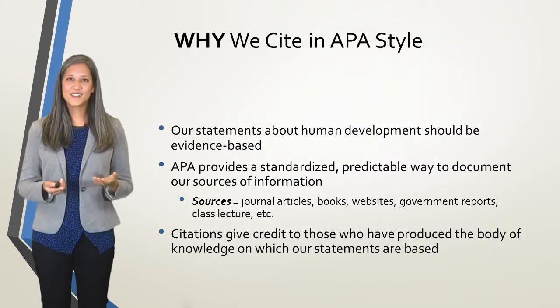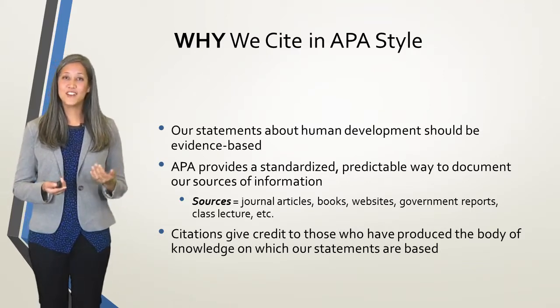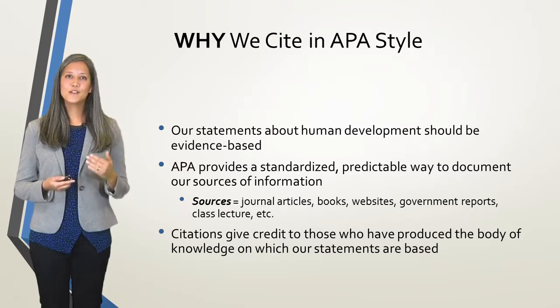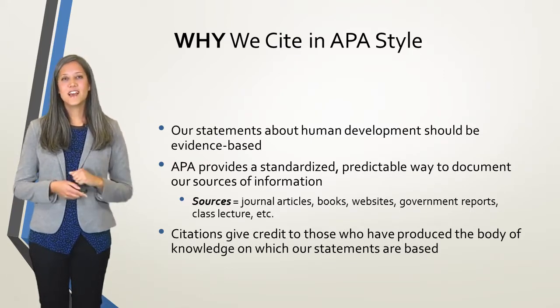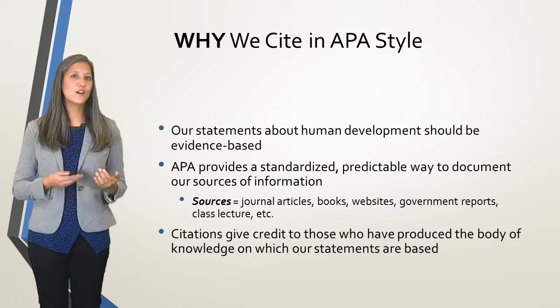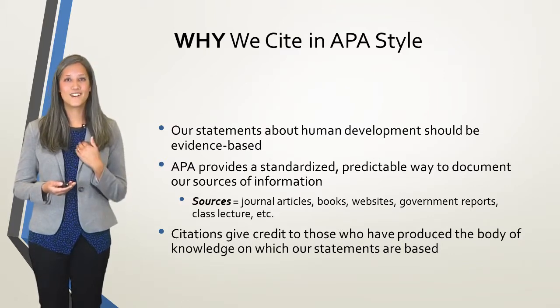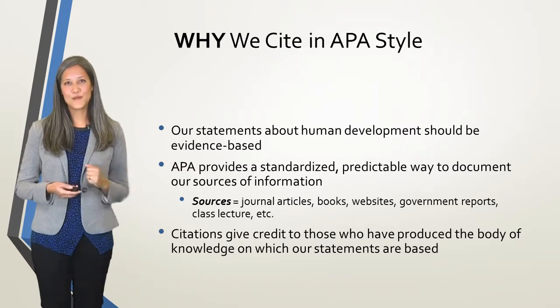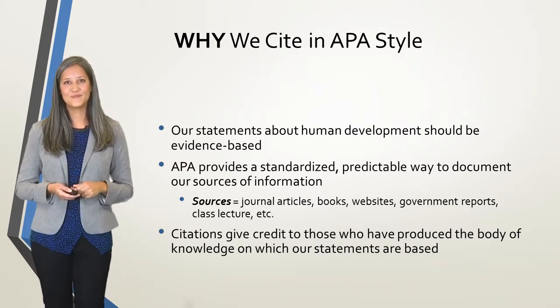When we cite our sources in APA style, not only do we show that our statements are evidence-based, but we also give credit to other people's ideas where credit is due. Citing our sources in APA style helps us avoid plagiarism, which occurs when we either intentionally or unintentionally pass off other people's ideas as though they are our own. And the CAS department has a separate tutorial that helps you understand how to avoid plagiarism.